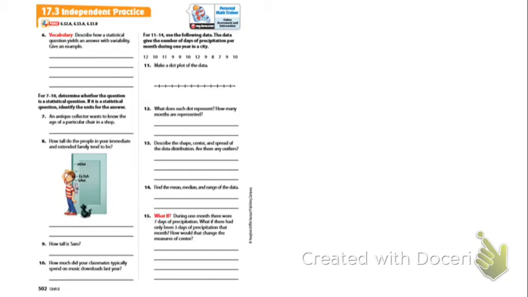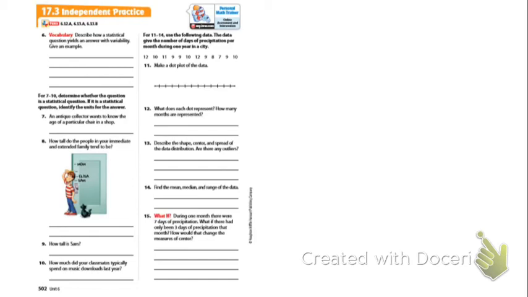Let's go now to number 7 through 10. They're asking to determine whether the question is a statistical question. If it is a statistical question, identify the units for the answer. So number 7, an antique collector wants to know the age of a particular chair in a shop. Well, what do y'all think? Well, that is not statistical because that chair was only a specific age. It's not going to vary in age. It's 12 years old, it's 14 years old, it's 100 years old.